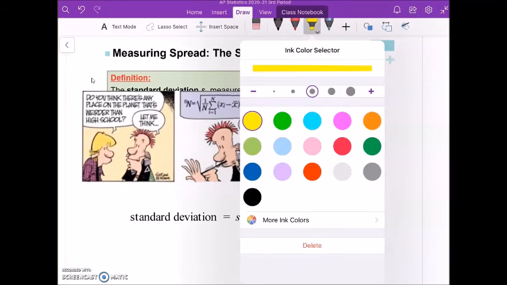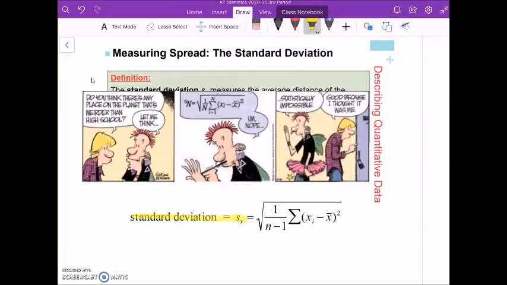It is on your formula sheet, and you'll see it's the S with a little x next to it, so S sub x, and then this formula. This is the sample standard deviation. And we'll talk about the difference between the population standard deviation and the sample standard deviation in a future lesson as well.